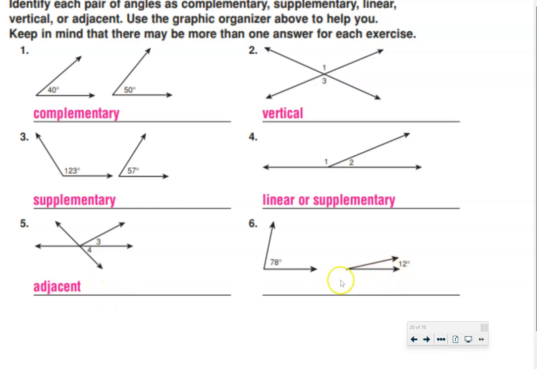Okay, over here on the right, we've got an angle that's 12 and an angle that's 78, and they add up to be 90 degrees, so that makes them complementary. These are angle pairs.